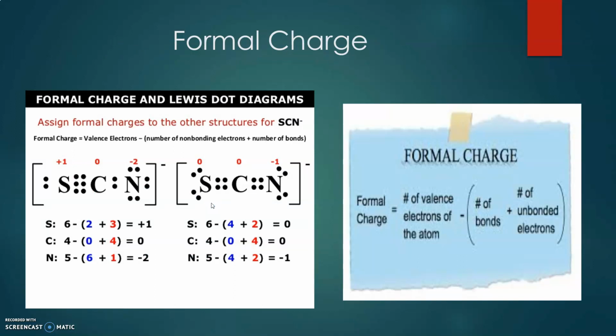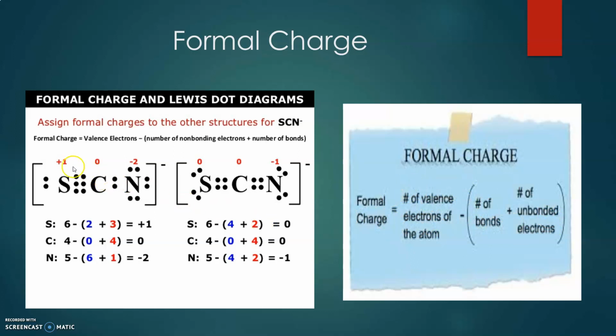Formal charge. We did earlier in the year. You take the number of valence electrons and you subtract it from really the number of electrons that are used in the bond. All right, the number of bonds and the number of unshared pairs of electrons. Add that up, subtract it from the number of valence electrons.